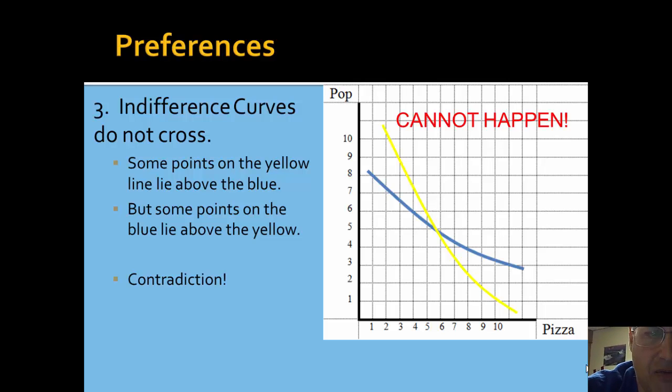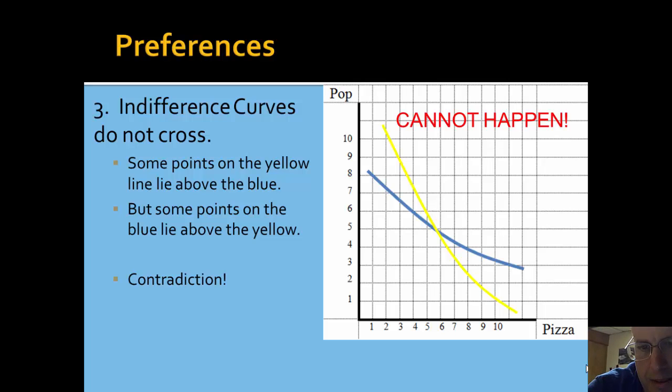If you look at this for a second and look at the graph that we've drawn, some points on the yellow line lie above the blue. Right? That's more. Some points in the yellow indifference curve lie above the blue. That's up in the top left-hand part of the graph. Those have more pizza and pop than the ones in the top left-hand segment of the blue line. That must mean that those bundles on the yellow indifference curve are preferred. But if we look to the bottom right, we've got the opposite situation. The blue bundles have more than the yellow bundles.